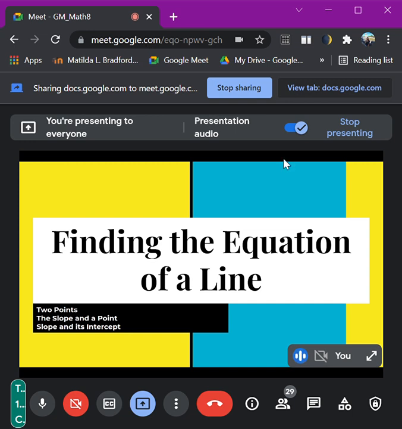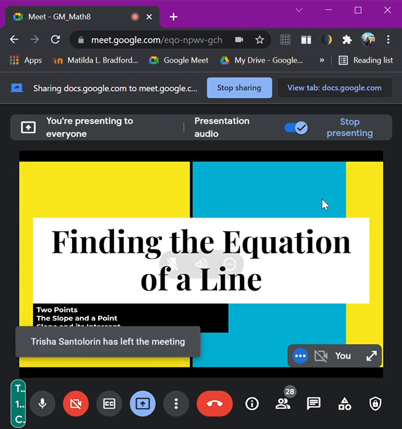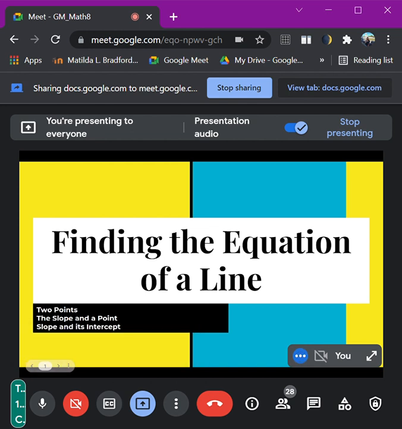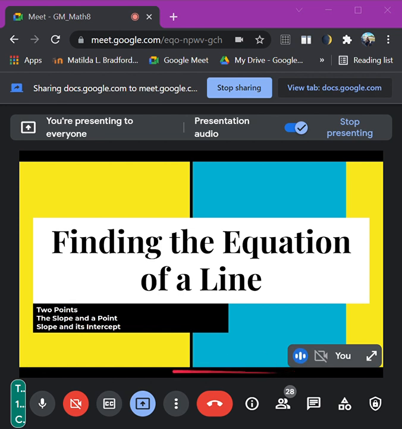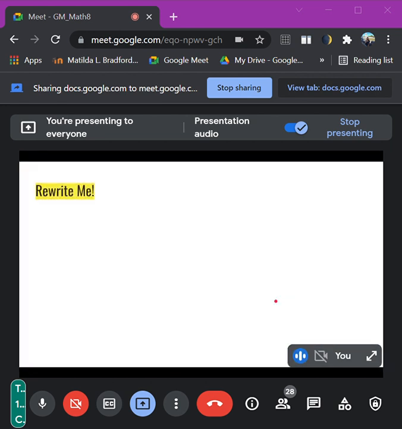Okay, so we have finding the equation of a line, where the given could be 2 points, the slope and a point, or the slope and its intercept. So these are the three things given for us to find the equation of our line. And we are going to start first with rewrite.